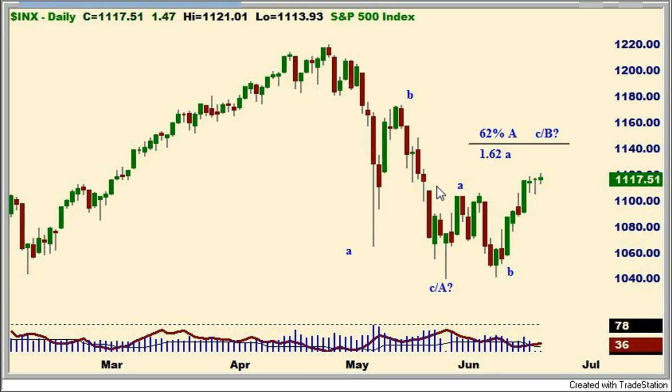The other scenario that people are looking at is that this decline is a leading diagonal triangle. There's some major problems with that as well. Probably the biggest one is that the fifth leg or last leg in the diagonal triangle did not make a new low. In fact, neither of the second legs down made new lows on the NASDAQ cash, or futures for that matter.